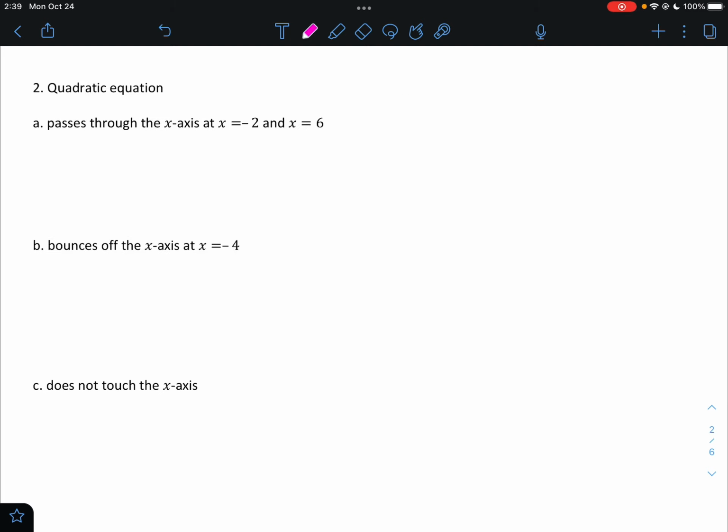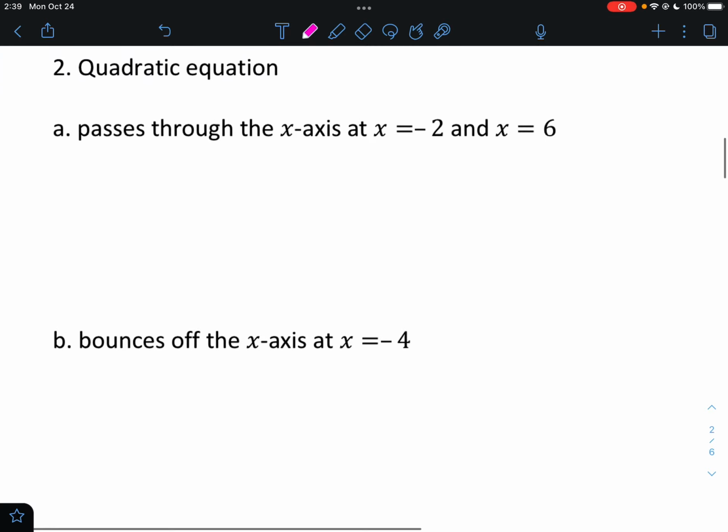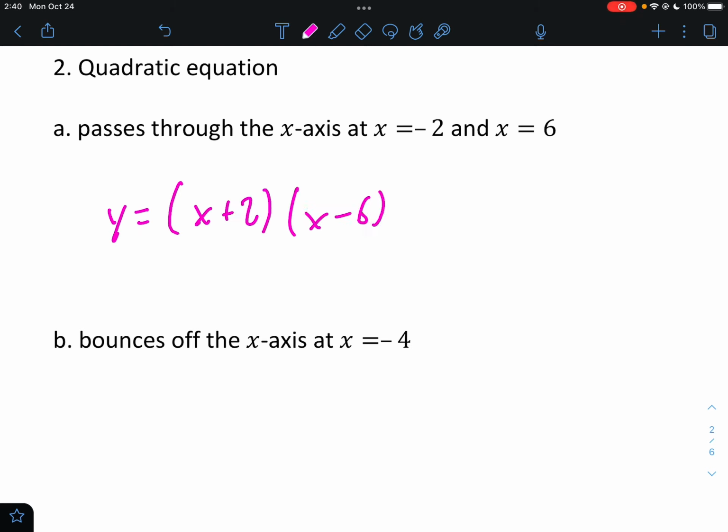Next slide, quadratics. All right, so the first one, we want to pass through the axis at -2 and 6. So that would be (x + 2)(x - 6), both to the first power. Now if you want to multiply it out, x squared minus 4x minus 12 would be acceptable. Either one would be a perfectly fine answer.